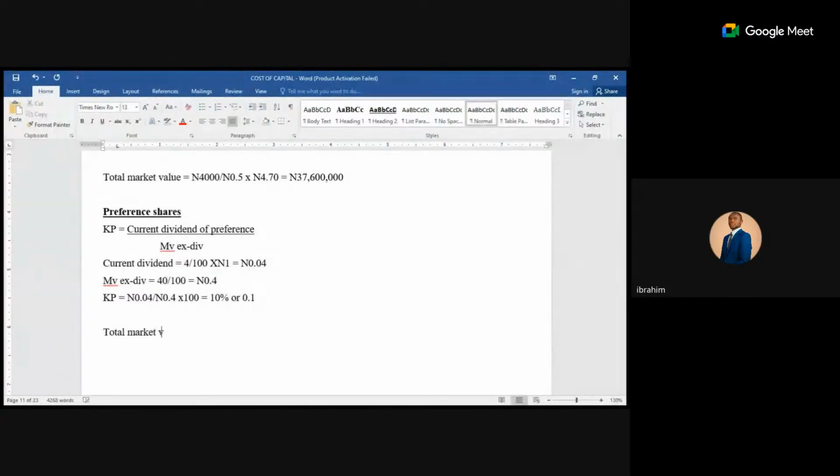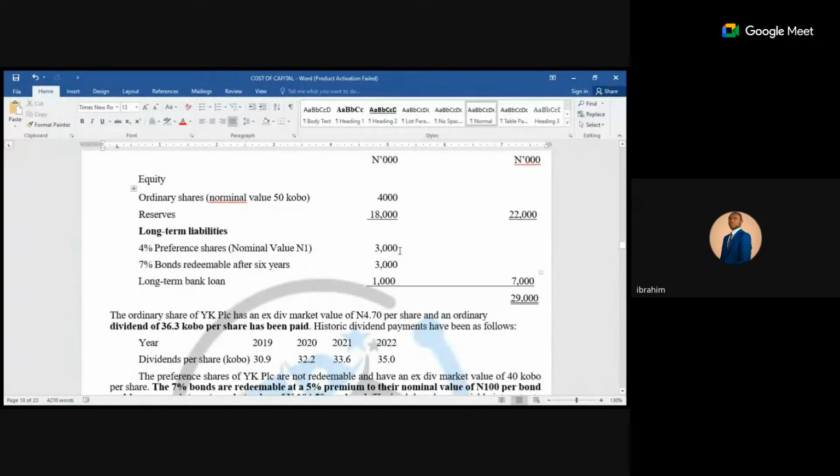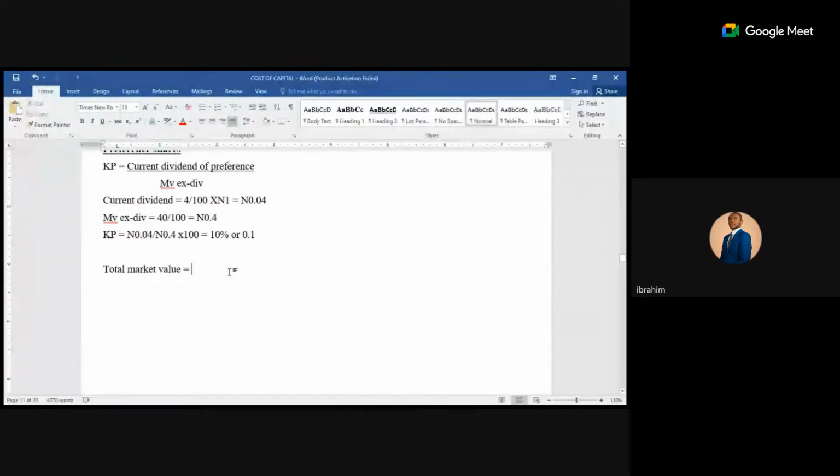So the total market value equals, what is the value of preference shares given to us in this question? 3,000. This is the value of preference shares divided by the nominal value, which gives the number of shares, times the market value of the preference shares. So we have 3,000 divided by the nominal value of 1, times the market value of 0.4 naira per share. So what do we have here? 1.2 million, because it's a million there, right? That's a very good one.